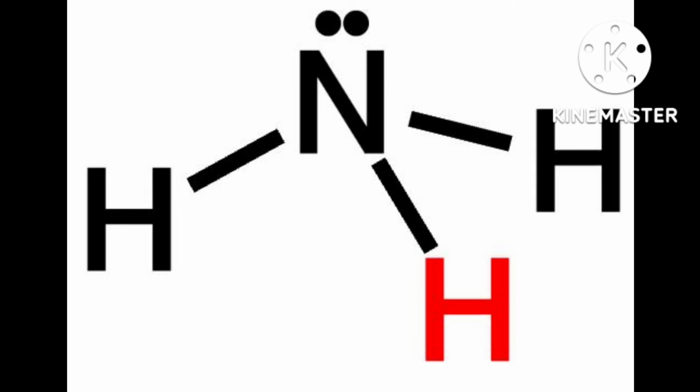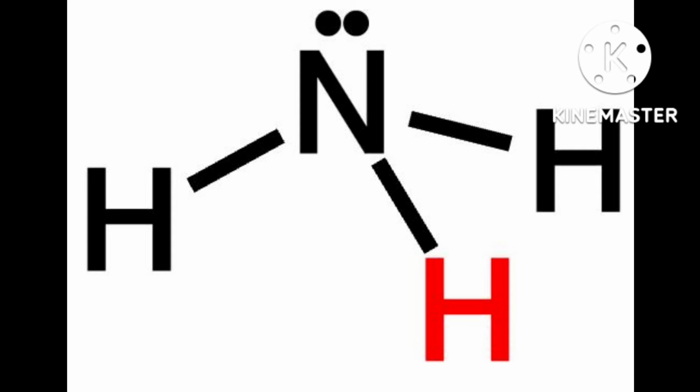Now the third example, that is AB2E2. AB2E2 means E2 is 2 lone pairs and the bond pair is 2. The example is water, H2O. Its shape is bent. Now I am telling you the explanation.